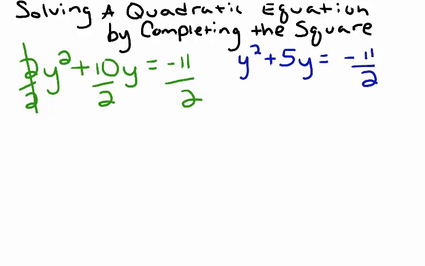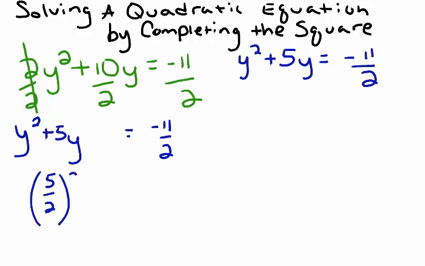Now when we complete the square, essentially what we're doing is completing a perfect square trinomial on the left. We do this by taking our coefficient of our first degree variable term. So we have 5y, we take that coefficient, 5, divide it by 2, and square it. 5 divided by 2 squared can be written as 25 over 4, and so that is going to be added to both sides of the equation.